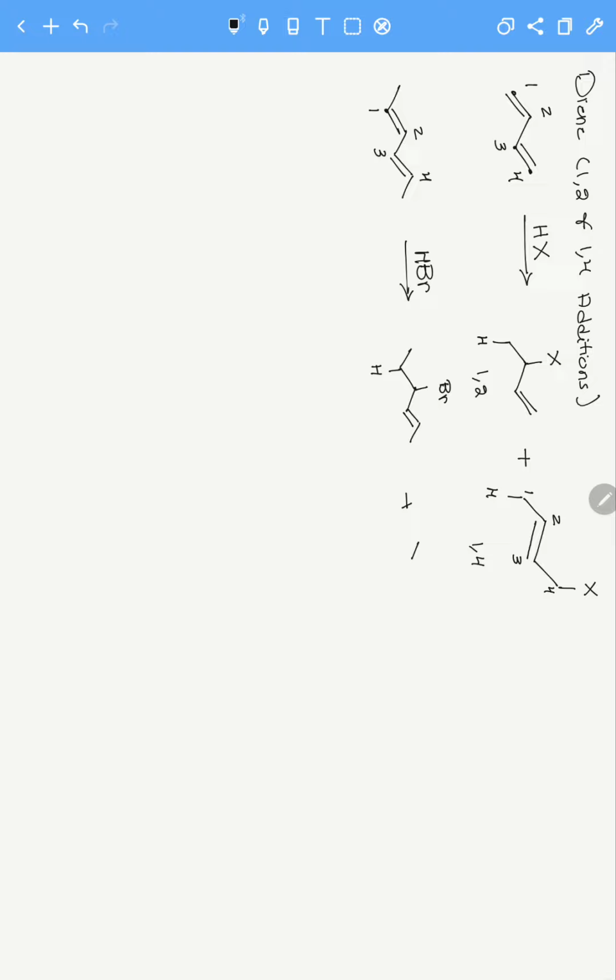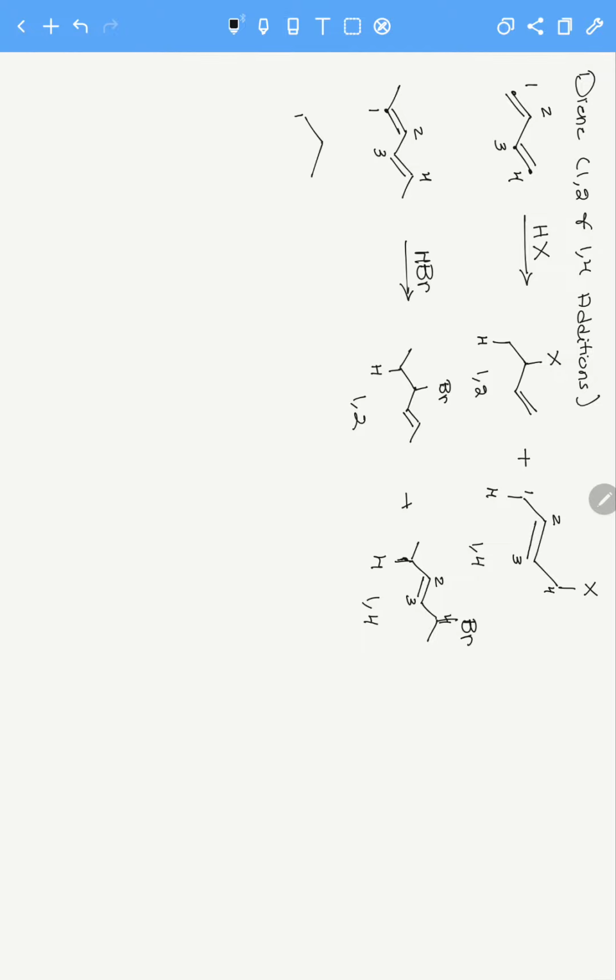And then to draw the 1,4 product, I will move the double bond. So this is 1, 2, 3, 4. The double bond will be between 2 and 3. Hydrogen will be at 1, and then Br will be at position 4. So this is the 1,2, this is the 1,4.